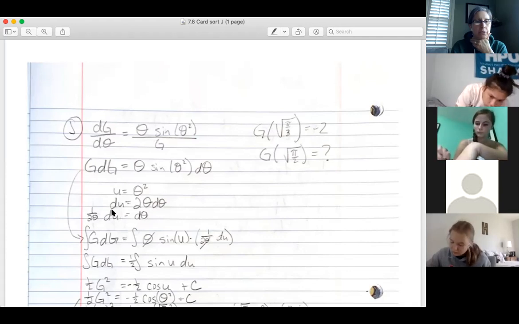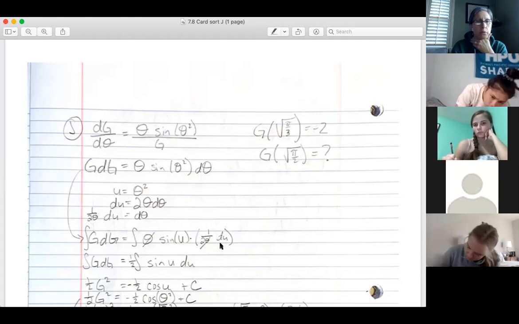So then this 1/2 theta du is what I'm going to substitute into the d theta that's right here. So that's what this right here is, that d theta becoming the 1/2 theta du. And then here the theta squared became the u. And then I had the theta, and the theta there cancel out because that theta is in the denominator. How's everybody doing so far?